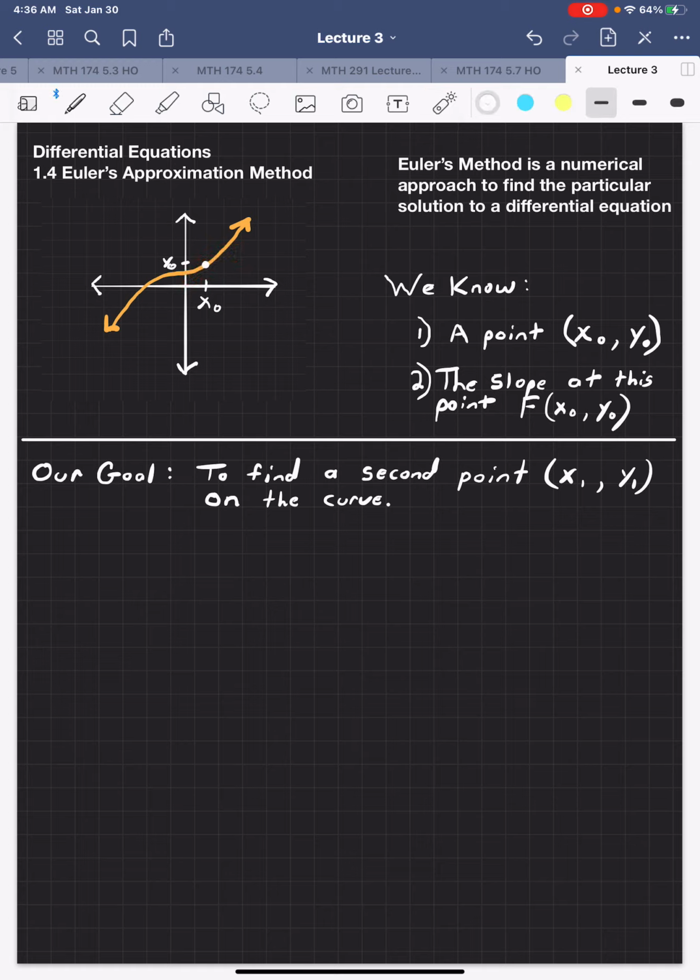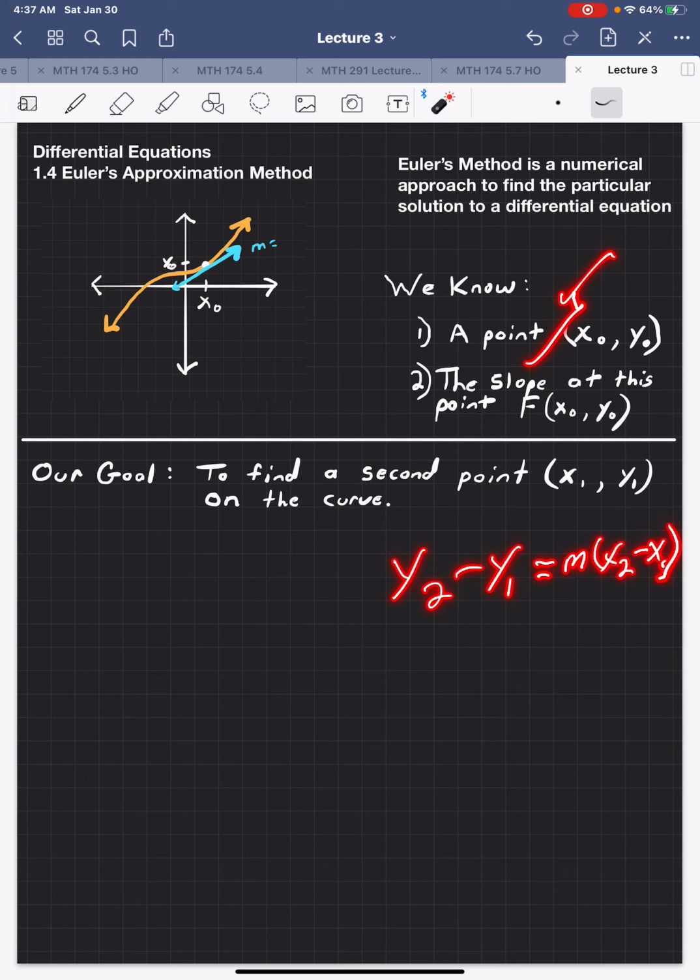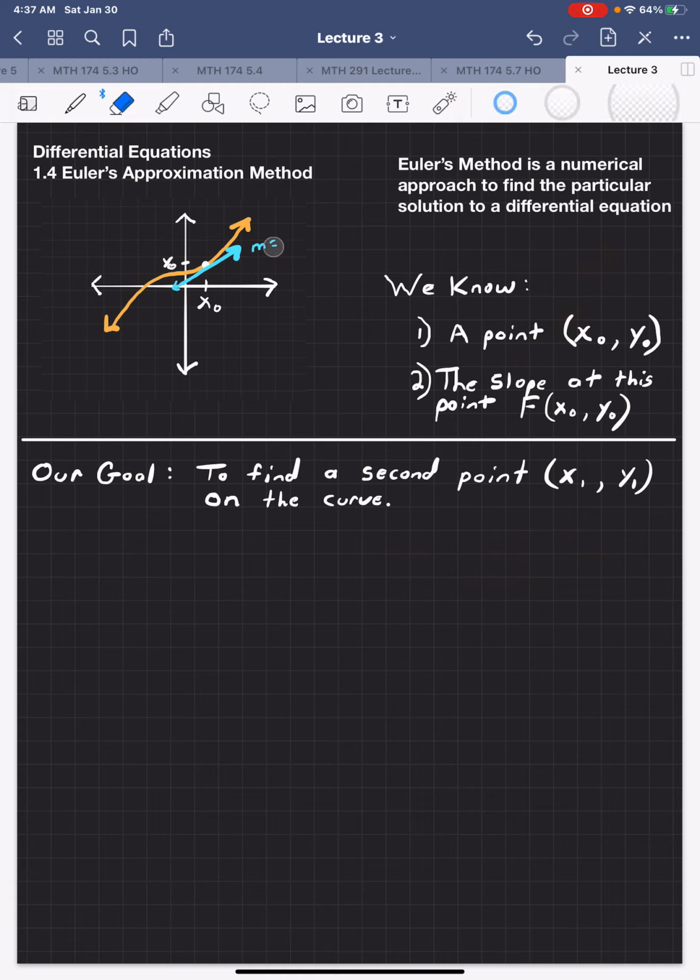So let me draw this tangent line, right? Because we know the slope of that tangent line at that point. Now, okay, you with me on what we have? We have a point, we have a slope. Now, any Algebra 1 student, if I give them a point and a slope, couldn't you find me the equation of a line? Right, that's fairly easy to do with a point and a slope. So it would be fairly easy to figure out the equation of this line here.